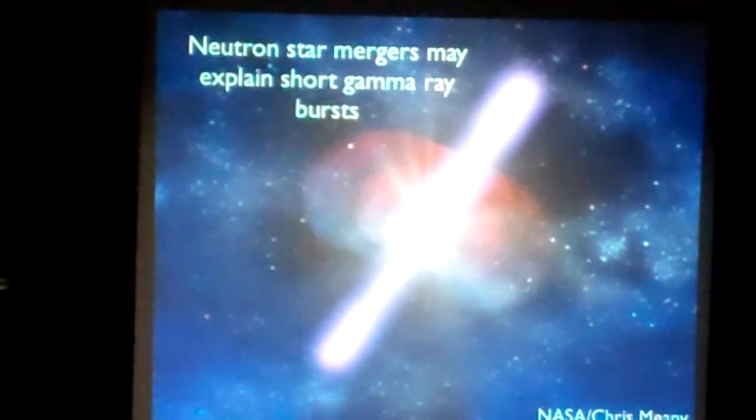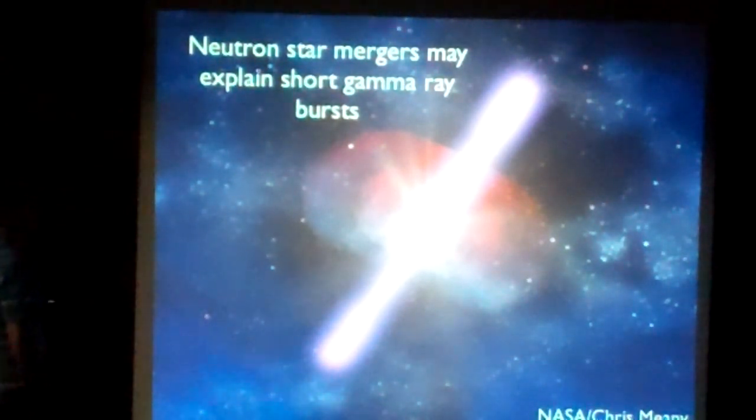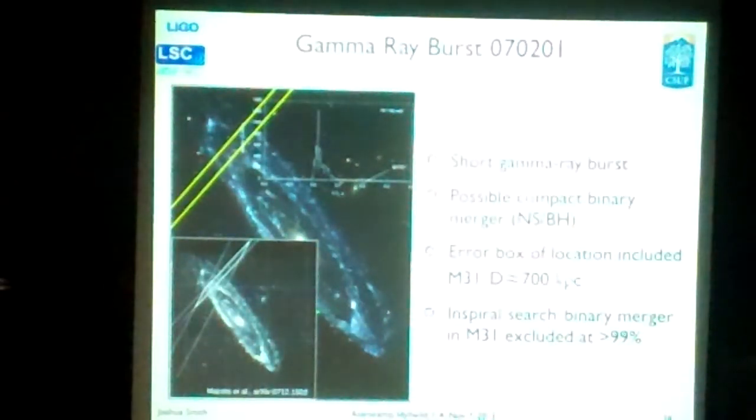All right, here's one example of what we did with that. People think that short gamma ray bursts, which are very easily observable with things like the Swift telescope, gamma rays don't pass through the Earth's atmosphere, luckily for us, very well, but we can observe them with telescopes in space. And gamma ray bursts are observed all the time, and they're really, really bright. People think that neutron star mergers are one possible cause.